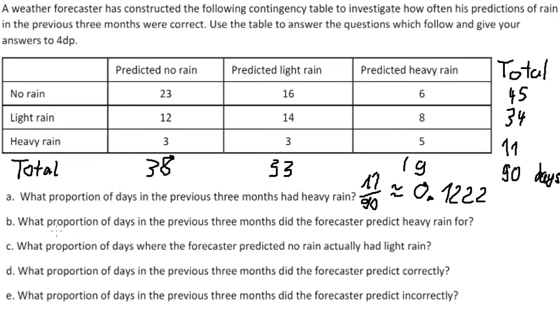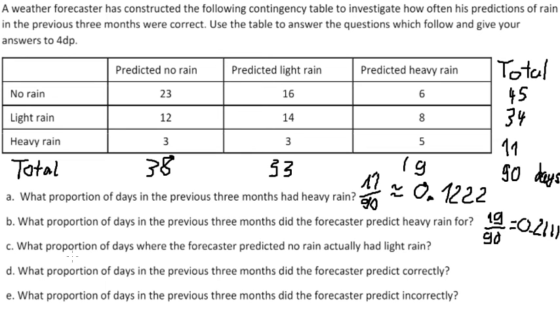Question B. What proportion of days in the previous 3 months did the forecaster predict heavy rain for? This is about predicted heavy rain. So we need to sum three numbers together, and you got about 19. 19 divided by 90. So we will have about 0.2101. And this is the answer for question B.